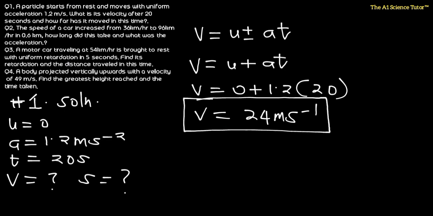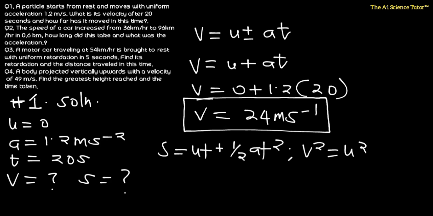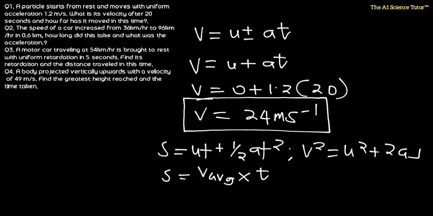Now the next question is for us to find the distance, or I should rather say displacement, for its motion. So what is displacement? Now there are actually many formulas that you could use. You could use this one, ut plus 1 over 2 at squared. You could also use v squared is equal to u squared plus 2as. Now it's also possible for you to use this one: displacement is equal to average velocity multiplied by time. Now let us use each one of them gradually and see if the answers agree together.